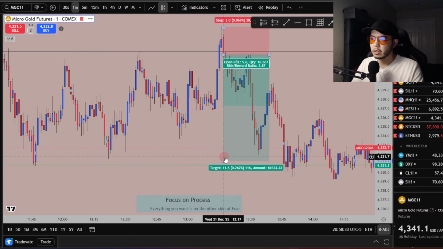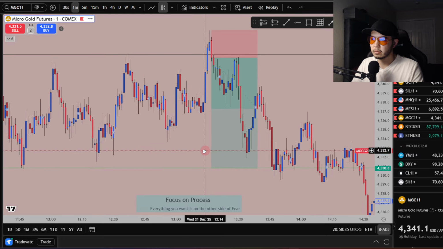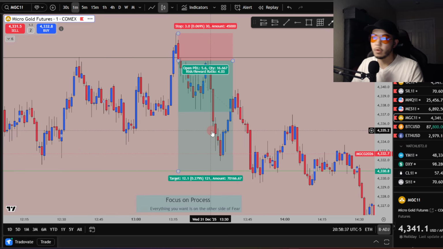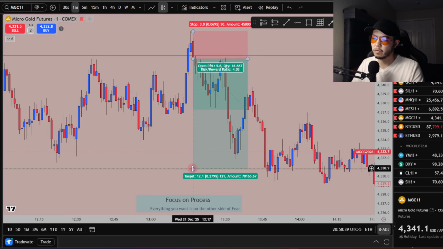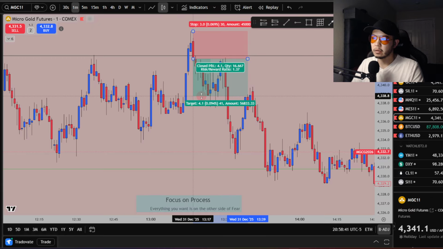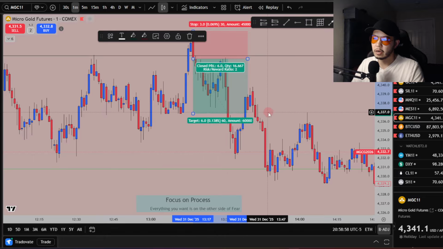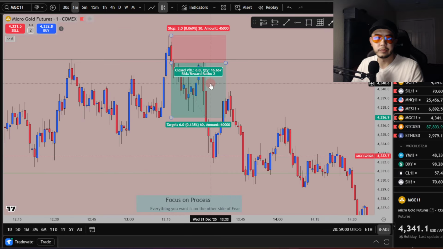You can target all the way down here for a 1 to 4, or you can just go for a base hit. If you trade multiple contracts, take one off here, take another one at this swing, take another one here, and let the rest run. Or you can just go for this low hanging fruit right here, take all your contracts off at one to two, and be done for the day.